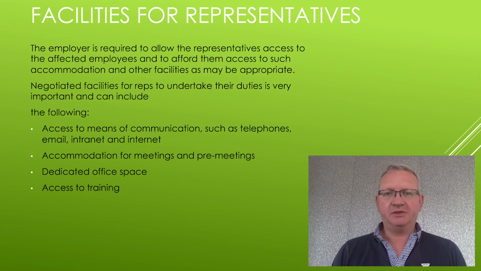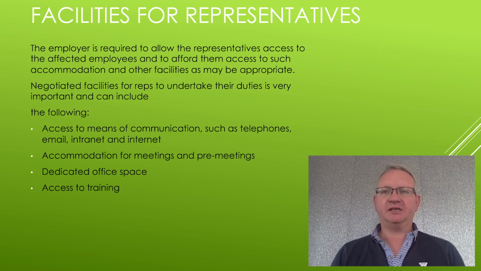Negotiated facilities for reps to undertake their duties are very important and can include the following: access to means of communication such as telephones, email, intranet and internet. It's also useful to have a printer. Accommodation for meetings and pre-meetings. You may not have a union office, but you should be given access to other office facilities. Dedicated office space. In many cases, this can just mean a filing cabinet, but if you are lucky enough to have dedicated office space, you're on a winner. And as we've said before, you are entitled to access to training.